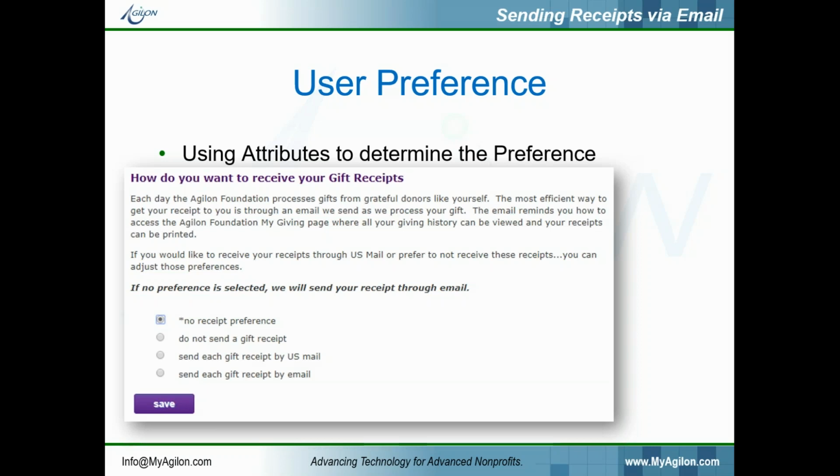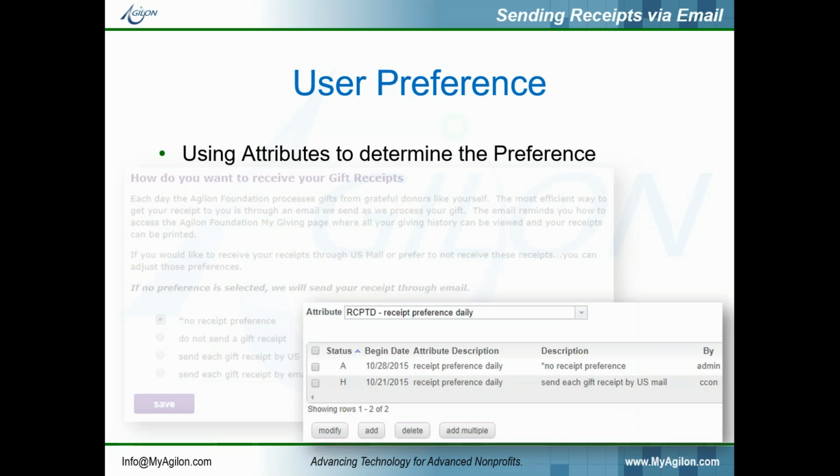So in this case, the donor or a constituent would get this email, and they would click on a link that would take them to a page that might look like this. And once they set their preference, don't send me a gift receipt, or send me a gift receipt by U.S. mail, or send me my receipt by email. As soon as they put that information in and click the Save button, that information gets immediately written onto their constituent record. Now, this is just an example of the attribute. Mine is called Receipt Preferences Daily.